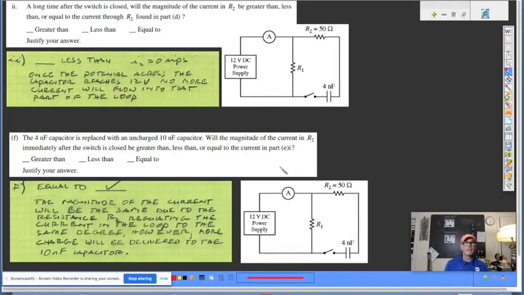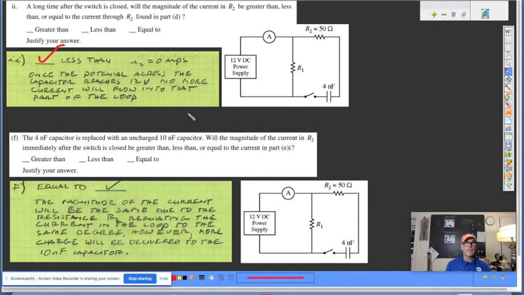All right, a long time after the switch is closed, will the magnitude of the current in R2 be greater than, less than, or equal to the current through R2 found in part D? Now, I'd said earlier that after a long time, current will not flow through that part of the circuit. So the answer is less than, and it is actually 0 after a long time. And if you want to get a little more specific, which they ask you to justify, once the potential across the capacitor reaches 12 volts, which is equal to the voltage supplied to that part of the circuit, current will cease to flow in that part of the circuit.